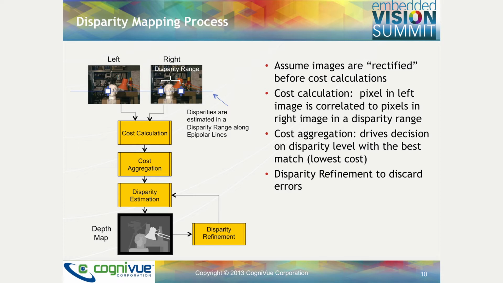You select a range of pixels that you're going to do your correlations against and calculate and find the match. So that's the kind of stereo matching that you're doing. There's cost calculation to do the correlation between those two pixels between frames. There's cost aggregation, which drives a decision about which disparity level you actually have the match. And that leads to a disparity estimate. And in some of the algorithmic approaches, not all, but quite often, you'll have a disparity refinement step where you're throwing out bad pixels, noise, or whatever. So let's look at those in a little bit more detail.